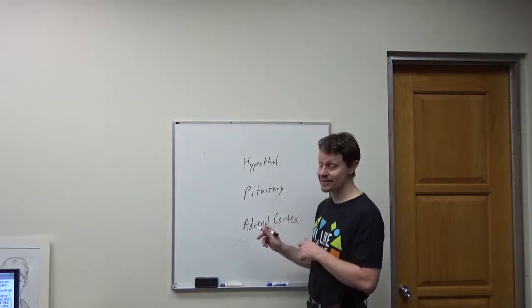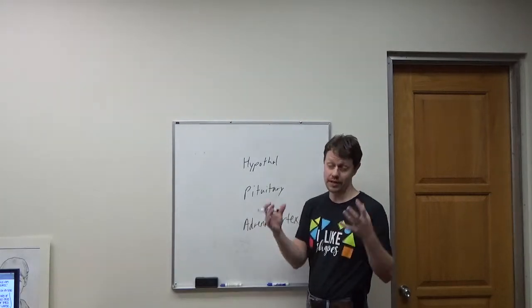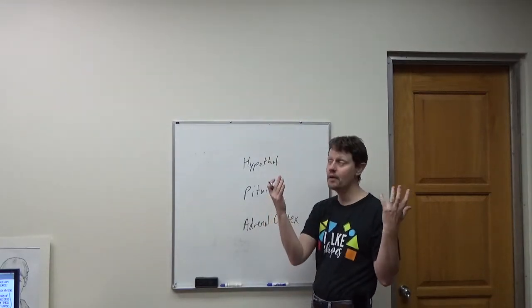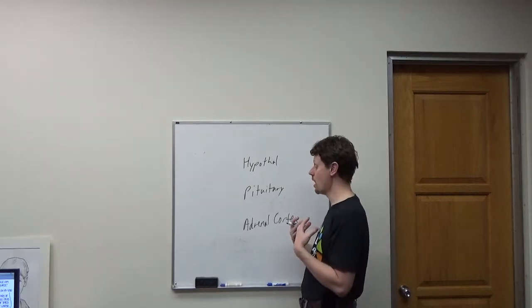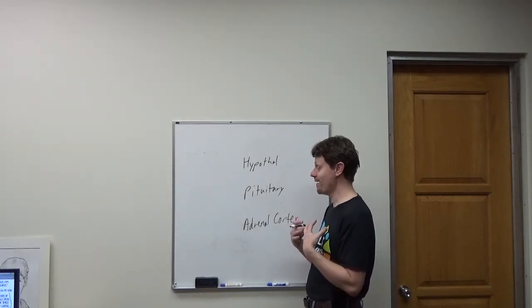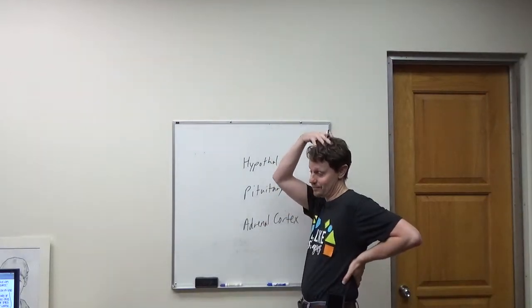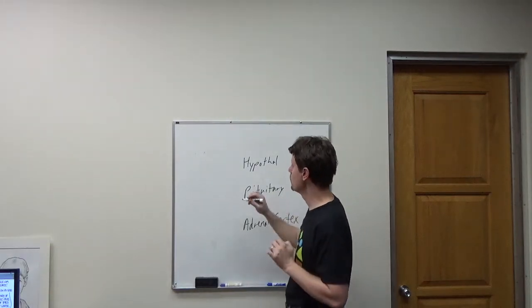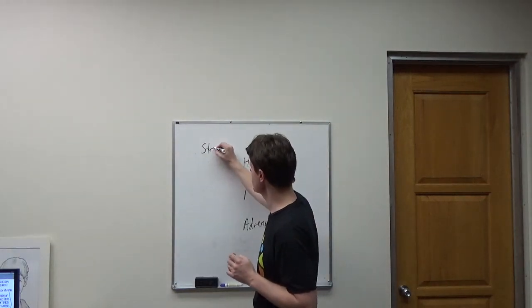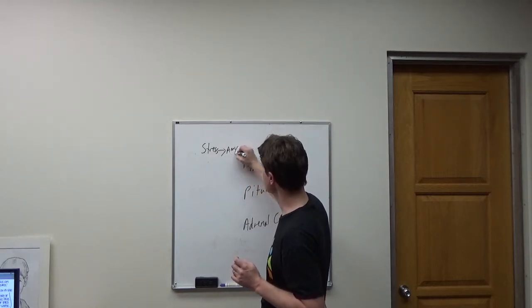The adrenal cortex, confusingly enough, is not part of the brain. We've talked about the cerebral cortex, which is the outer covering of the brain. This is the outer covering of the adrenal glands. So it is an outer covering, but of a totally different organ, not the head, the little glands that sit on top of the kidneys.